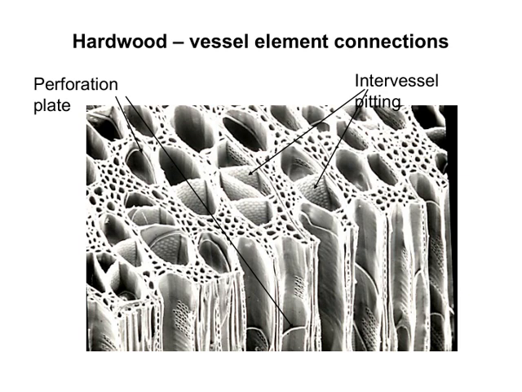Next, we have intervessel pitting. These are small, specialized regions on the vessel walls that enable water to move between adjacent vessels without the need for perforation plates. They act like tiny gateways, ensuring smooth and controlled flow. Together, these features, perforation plates and intervessel pits, are crucial for understanding how water moves efficiently through hardwoods.